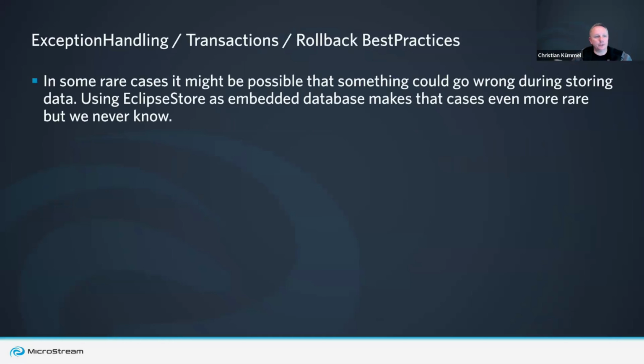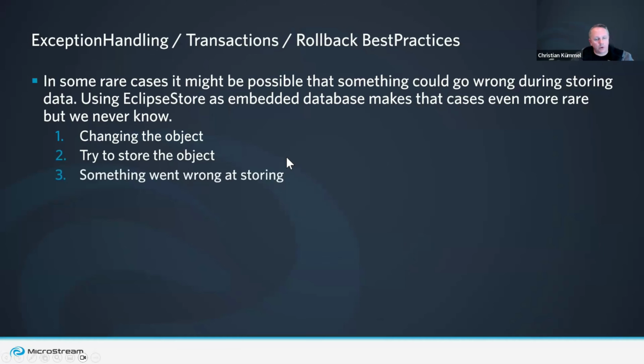Okay, and there is one situation that is quite interesting. And that's also the reason why we always have to provide some kind of transaction at the end. The situation is this: let's say we're changing an object and we try to store the object, and something went wrong at the storing.